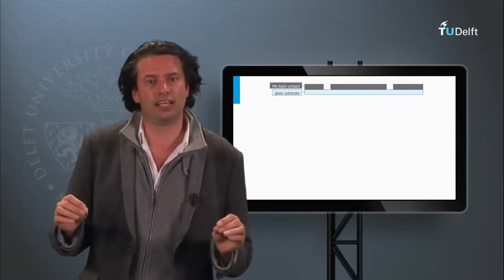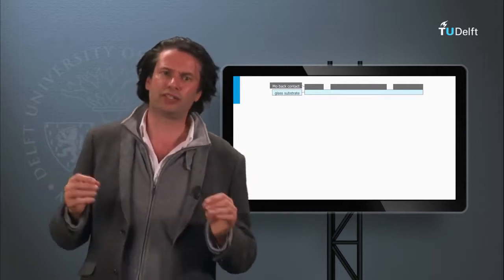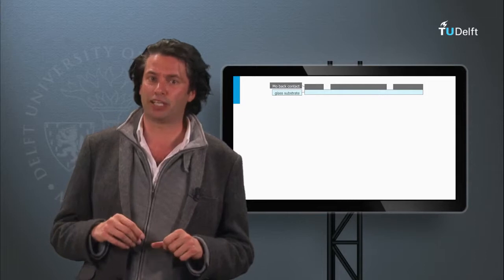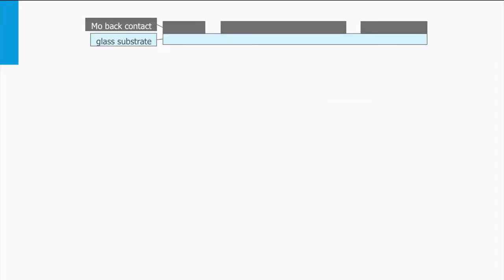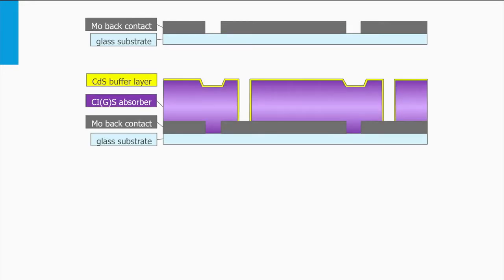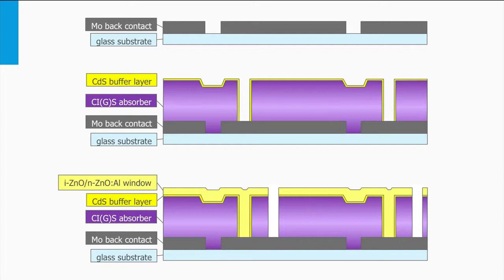A CIGS cell in a module is similarly interconnected as we have seen for thin film silicon cells discussed earlier. First, the molybdenum back contact is deposited on top of the glass substrate and the cell areas are defined by laser scribes. Then, the CIGS P layer and cadmium sulfide N layer are deposited, including a laser scribe step. Finally, the intrinsic and p-doped zinc oxide is deposited, followed by a final laser scribe step. Now, the front TCO electrode is connected with the molybdenum back contact of the next solar cell.